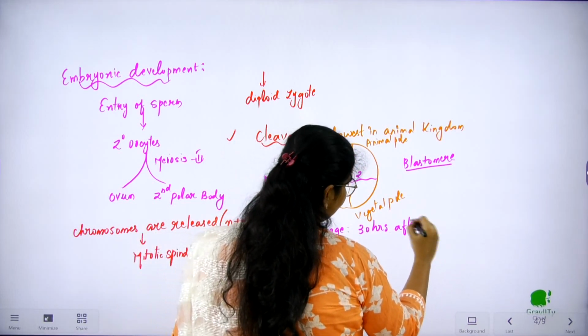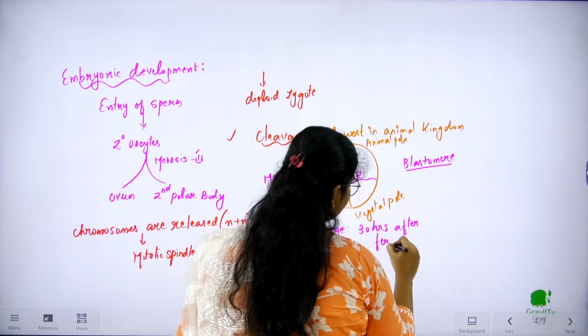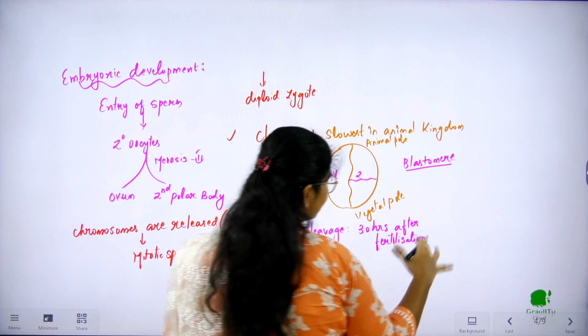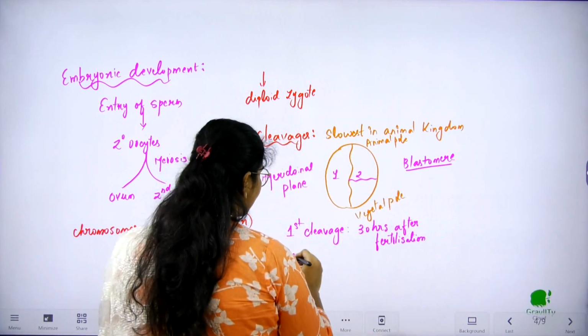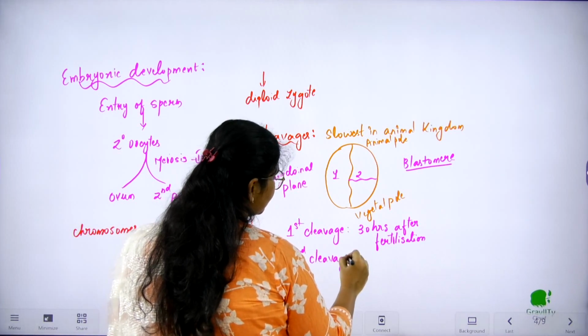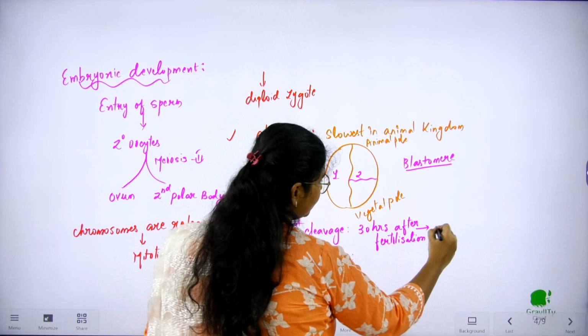See, after a day, 30 hours means after a day almost, the first cleavage is happening. And second cleavage, now it will take one more 30 hours. And second cleavage, this is an unequal cleavage. So this results in the formation of 2 cells, 2 equal cells.